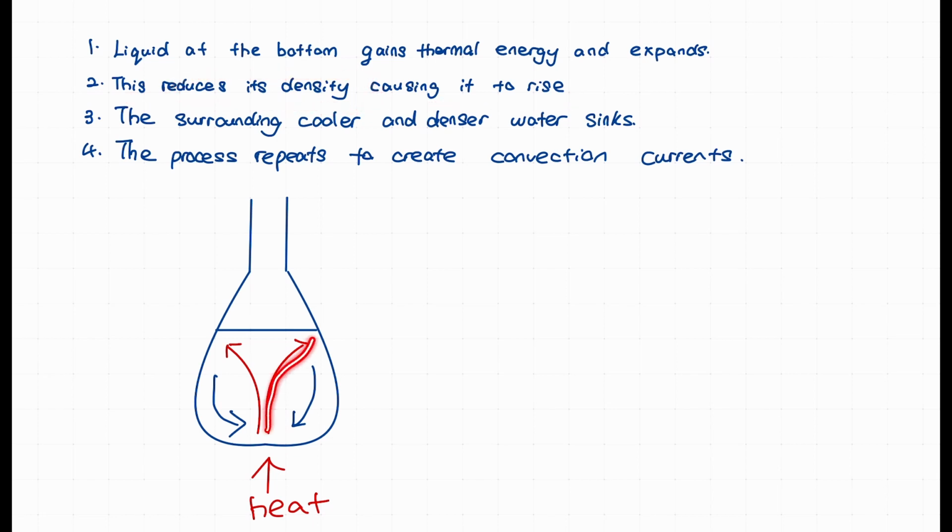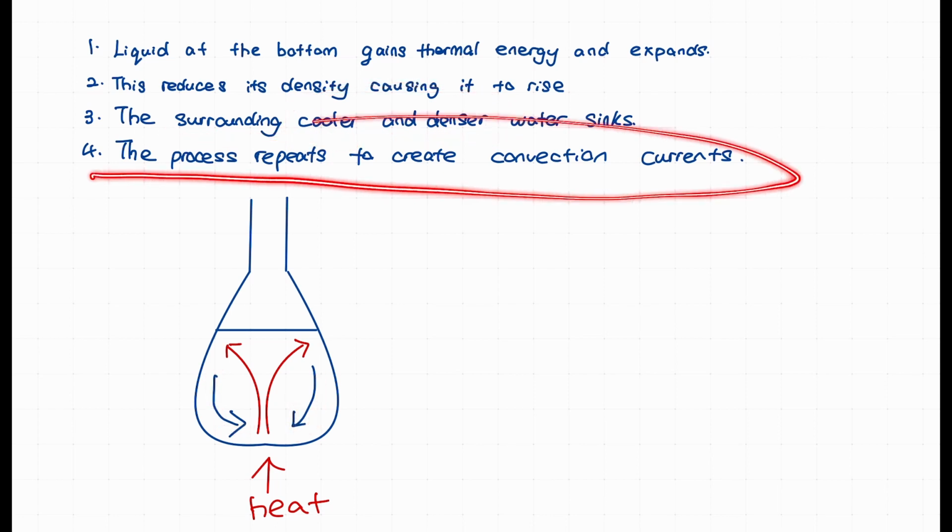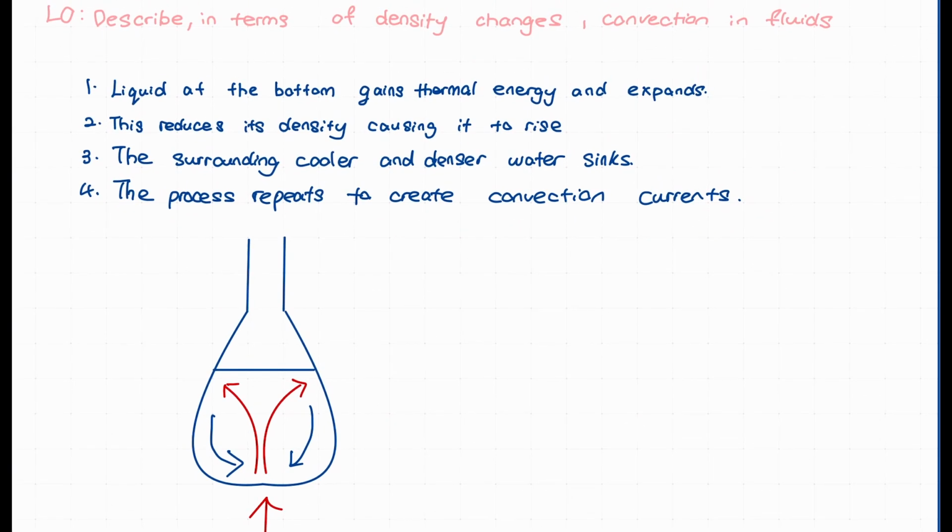So my hotter water that's less dense will rise, and this causes the surrounding cooler and denser water to sink to the bottom. The process repeats to create a convection current. Note that this last statement is very important as well. Do remember to write it in your answer.